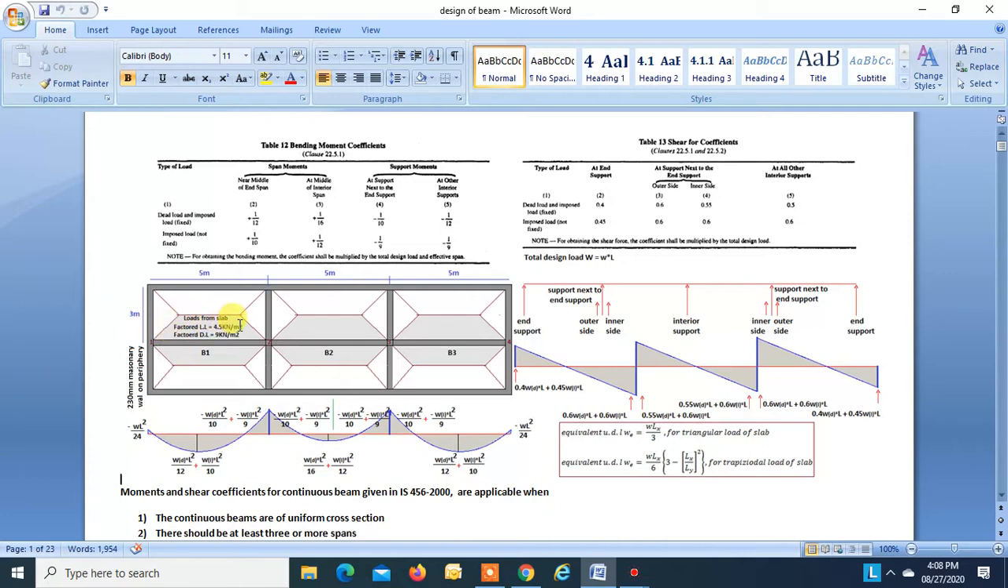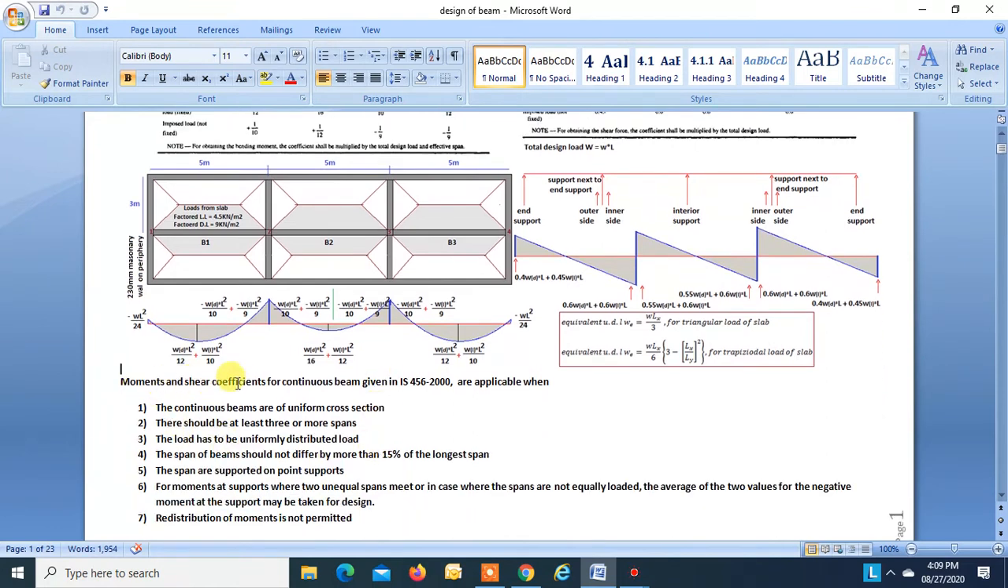Now we are given loads from the slab. Factored live load is 4.5 kilonewton per meter square. Dead load is 9 kilonewton per meter square. Converting this load to an equivalent UDL, WE, you can use this formula. There is a formula for converting trapezoidal load to equivalent UDL, and one for converting triangle load to equivalent UDL. Our case is trapezoidal loading, so we will use this formula. Let us proceed further.